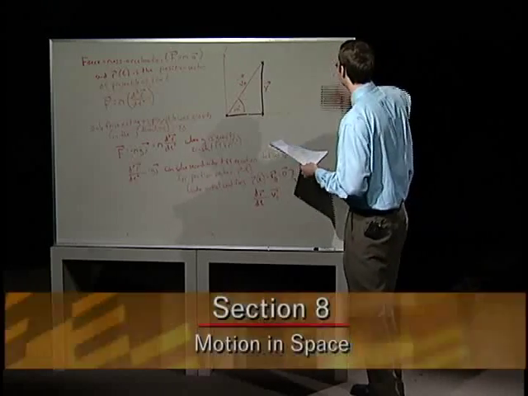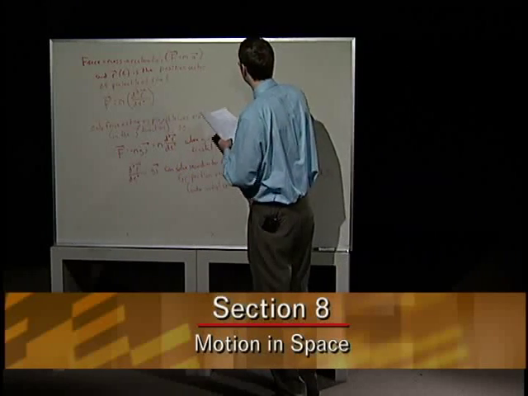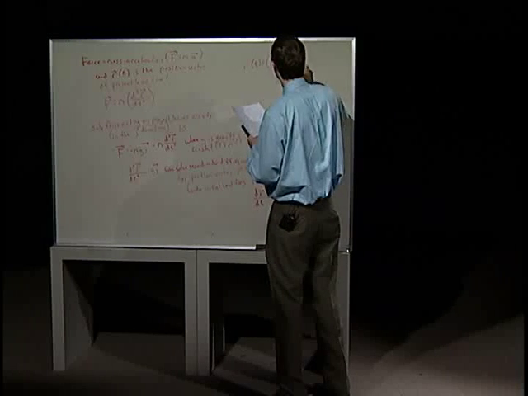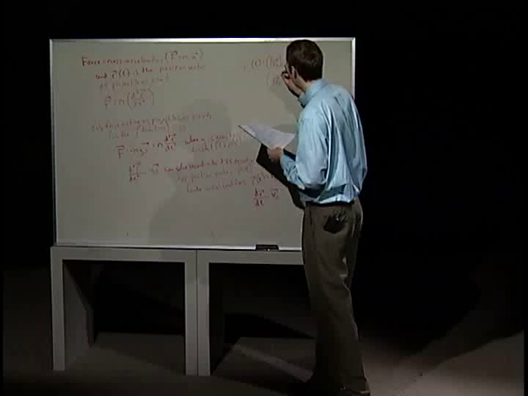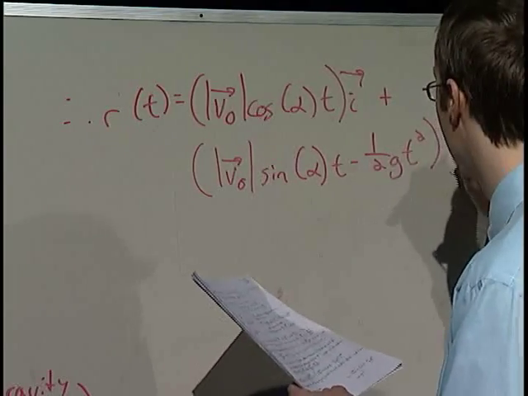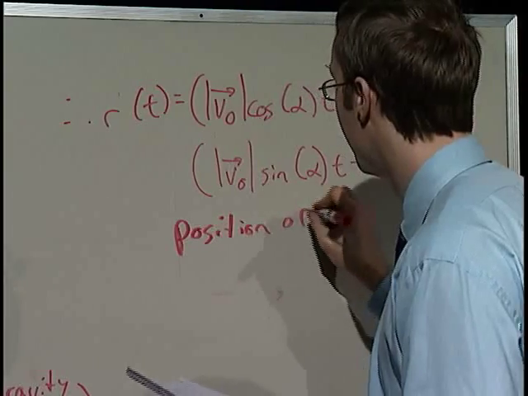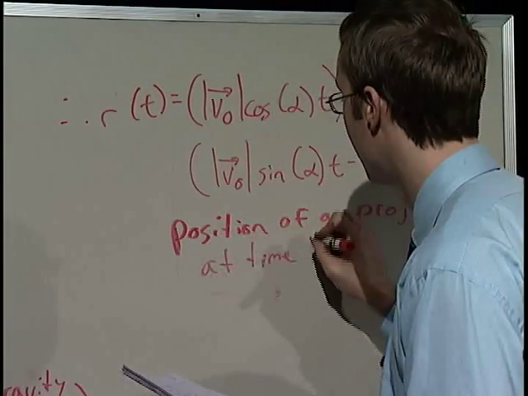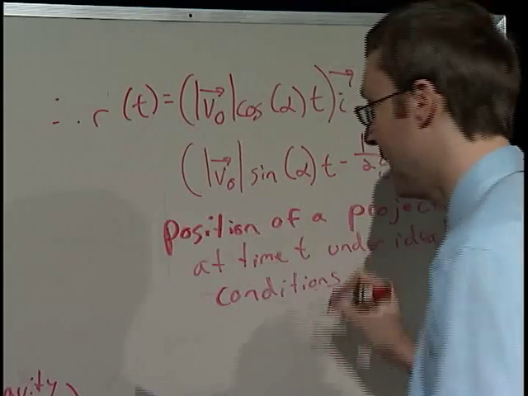Let's see here. So let me erase this. I will erase our picture now. And the conclusion of all of this is that we have a position vector that looks like this. So we have V naught cosine alpha t i plus V naught sine alpha t minus 1/2 g t squared j. And this is the position of a projectile at time t under ideal conditions in the plane, right?